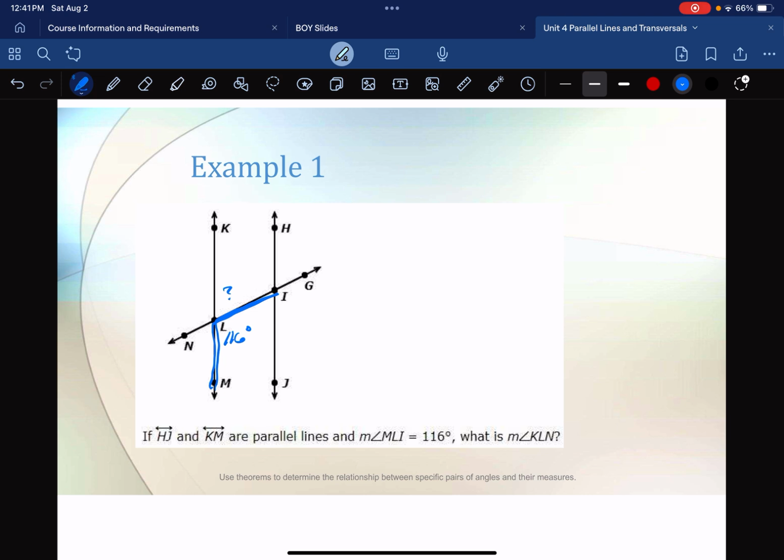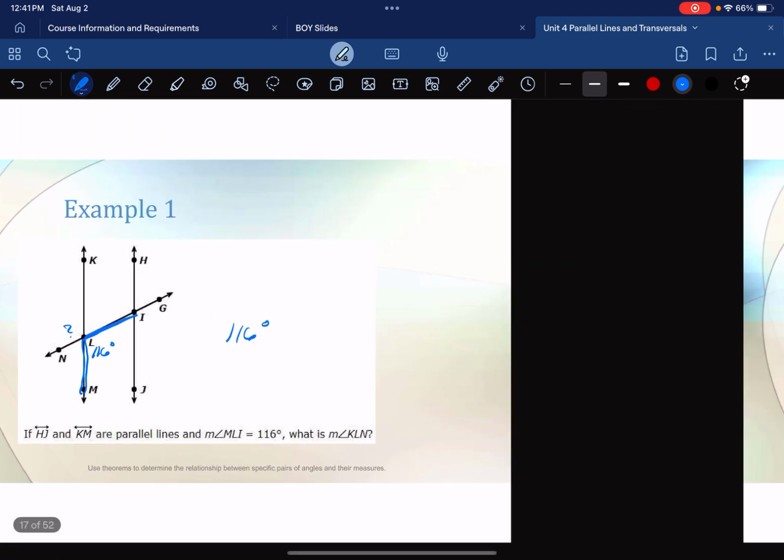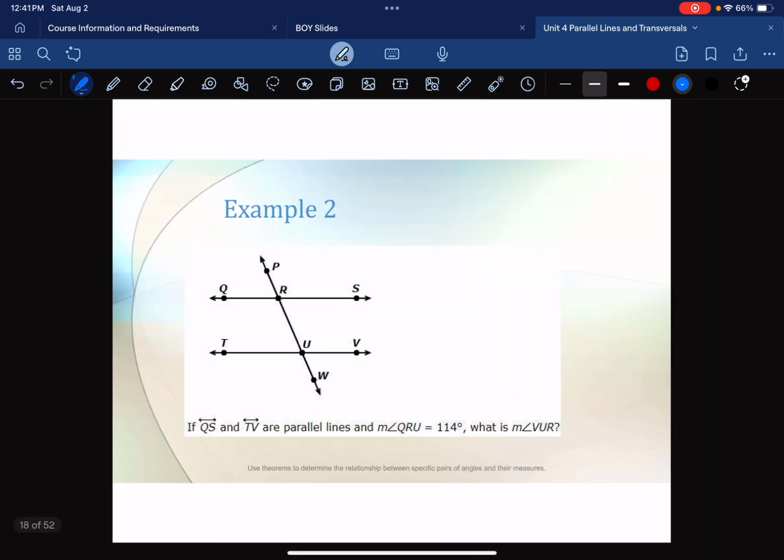Nope, I marked the wrong one. There we go. Well, they're either equal or 180. Which is it? Well, they're vertical. So they're equal. Okay. That wasn't even one of our angle pairs.